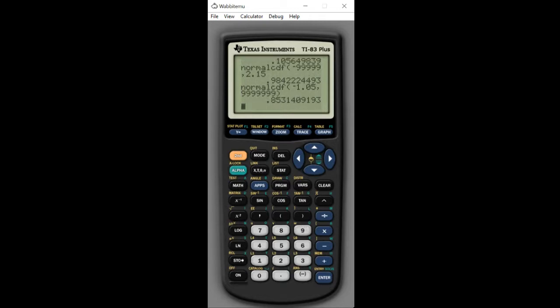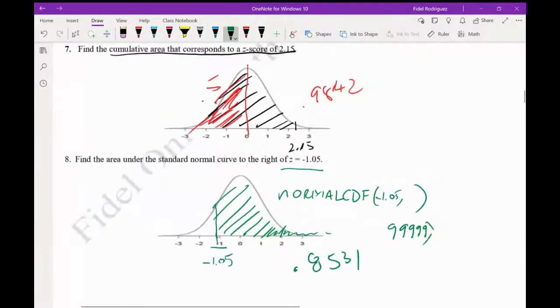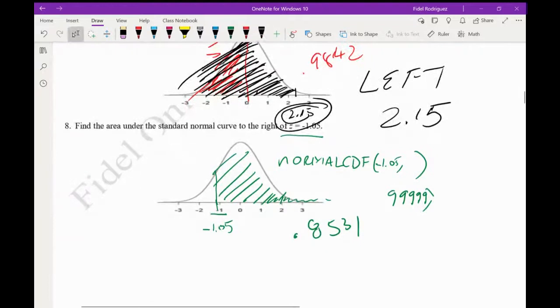So if you notice here, guys, the number I came up with is 0.8531. So let me stop sharing this, and let me come back to my notes, and I want to explain why I did that. Very good question. Just to give you a heads up, we came up with 0.8531. All right, so what's the difference in the problem that we just did and this one? If you notice in the problem we did before, guys, we were stopping here. We were finding the area to the left of 2.15.